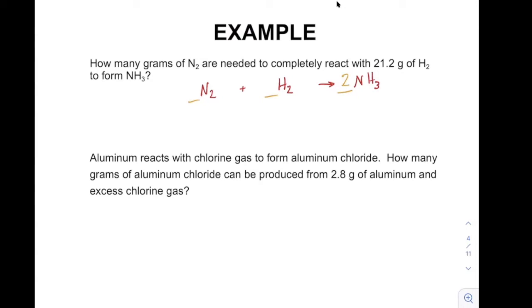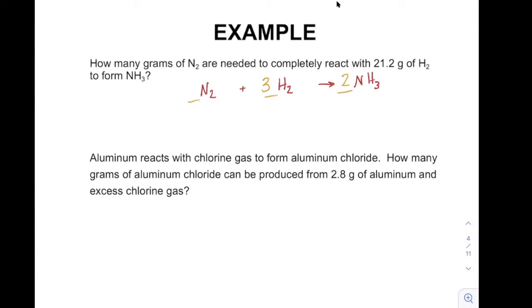And now hydrogens on this side. On the product side, we have 6. We're going to need to put a 3 here. And then we don't need to put the 1 in, but you could. So there's just 1 nitrogen. So the balanced chemical equation is N2 plus 3H2 gives us 2NH3. So now that we have the balanced chemical equation, we can start solving the problem.